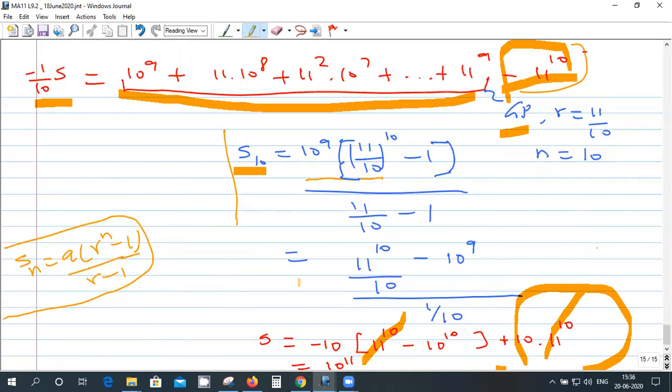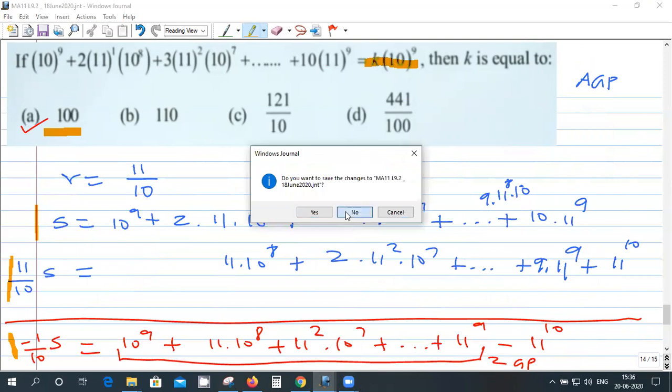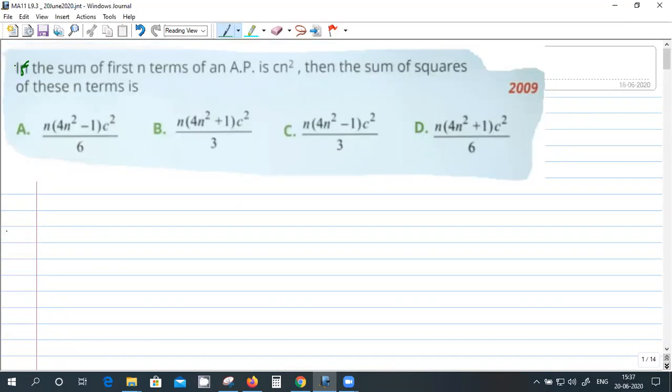And so the sum is 10 raised to the power 11, and the question says the sum is k into 10 raised to the power 9. So k should be 100. So the answer is A. Okay, so this is what we did last time. Is it clear?